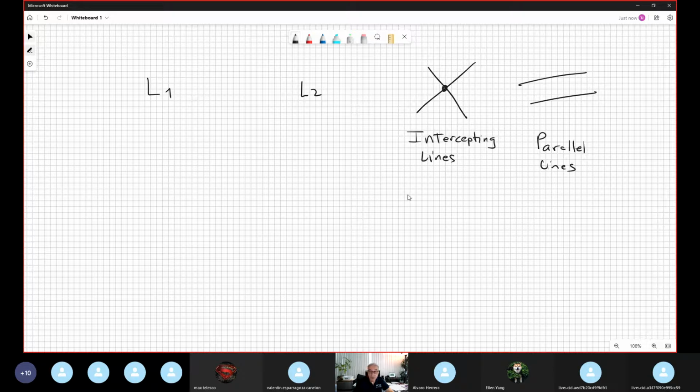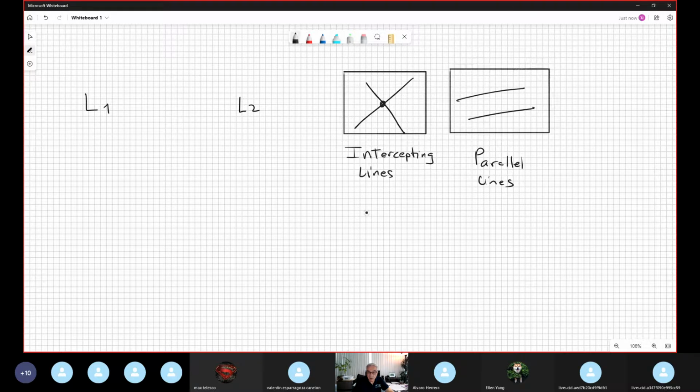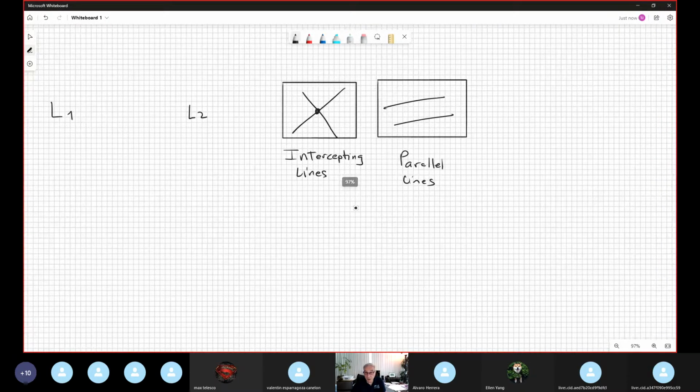By the way, in both scenarios, when the lines are intersecting or the lines are parallel, both are contained in the same plane. But we have another possibility. Remember, we have a 3D problem, and 3D is more complicated. We have a skew line.